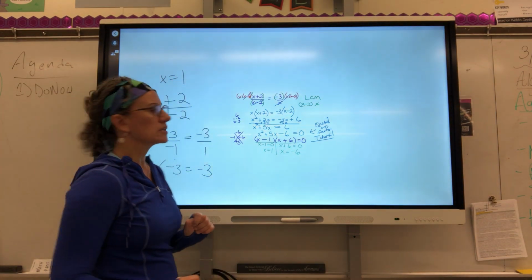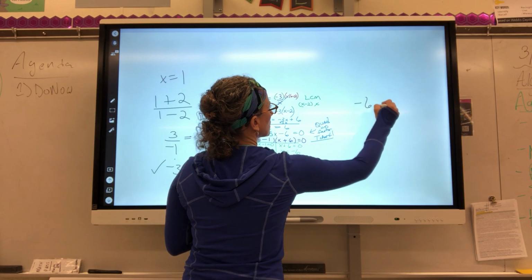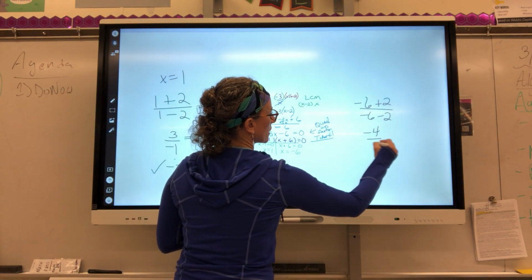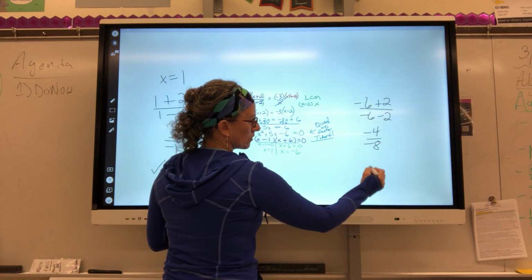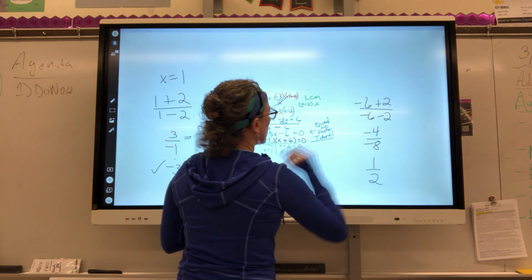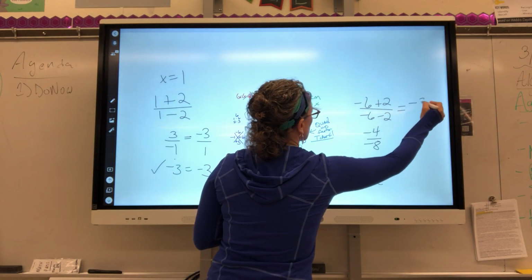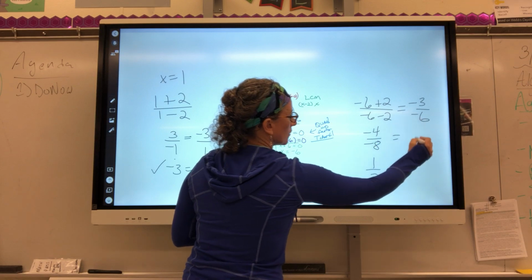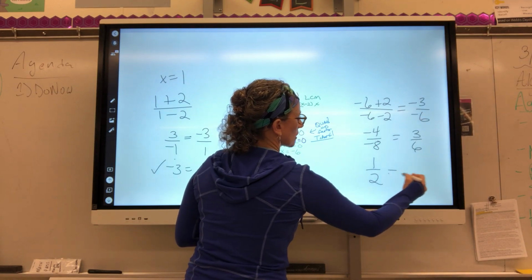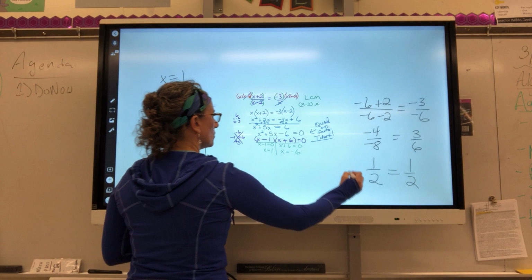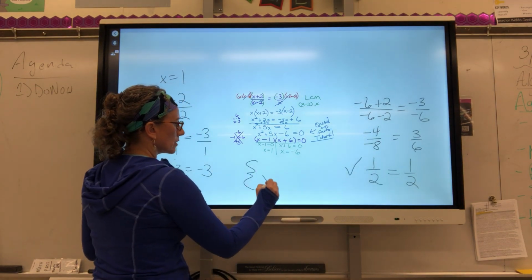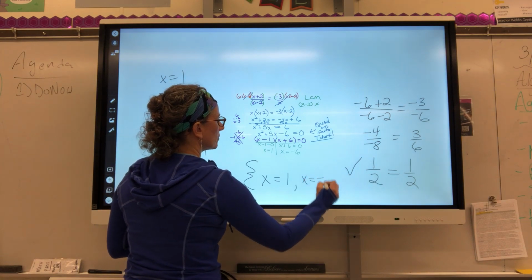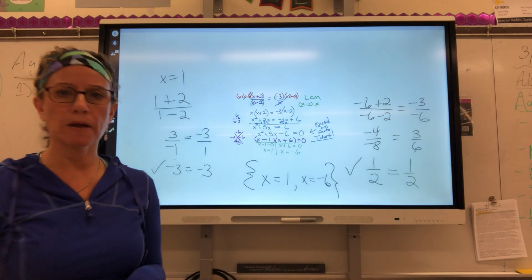Let's check the x equals negative 6. Negative 6 plus 2 over negative 6 minus 2 gives you negative 4 over negative 8. Negative over negative gives you positive. 4 over 8 gives you a half. Equals negative 3 over negative 6. 2 negatives become positive, and 3 over 6 also reduces to 1/2. We are checked out on both fronts, so our solution set is x equals 1 and x equals negative 6. Okay.